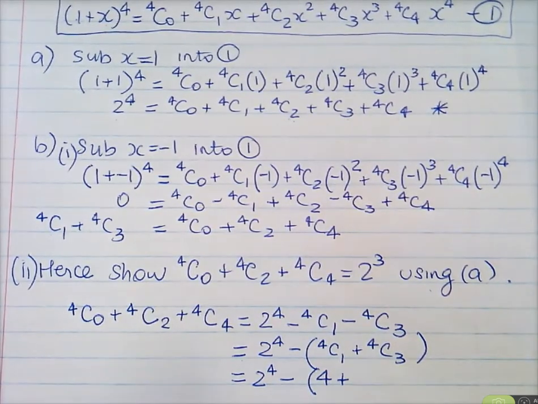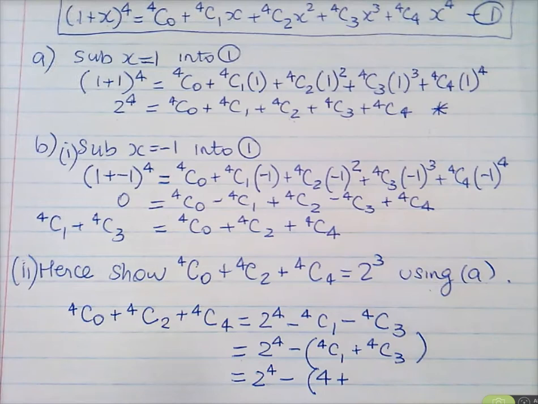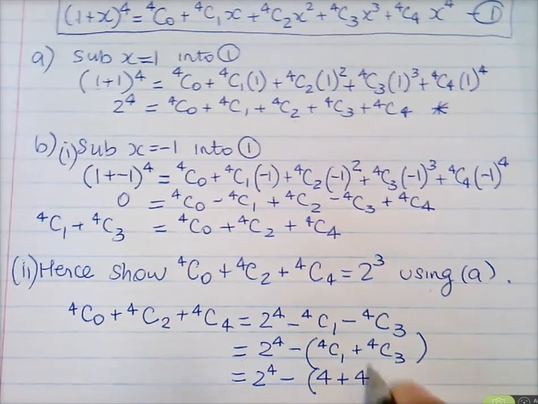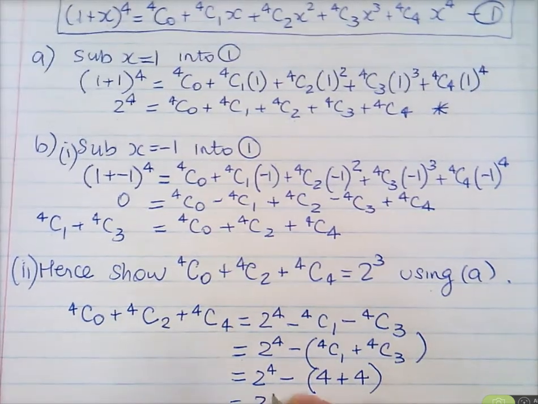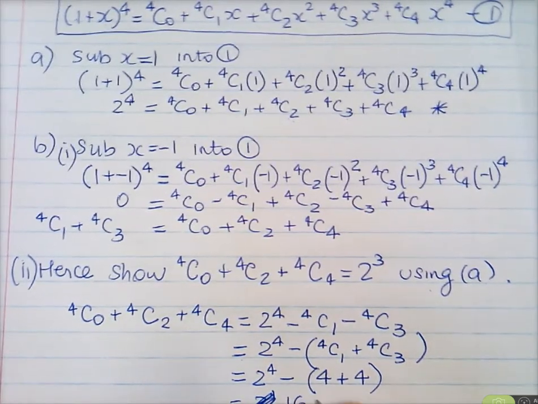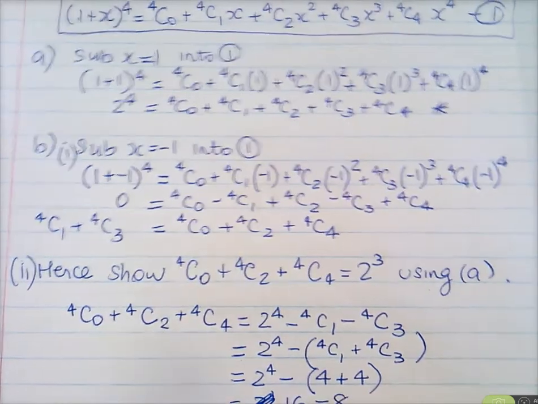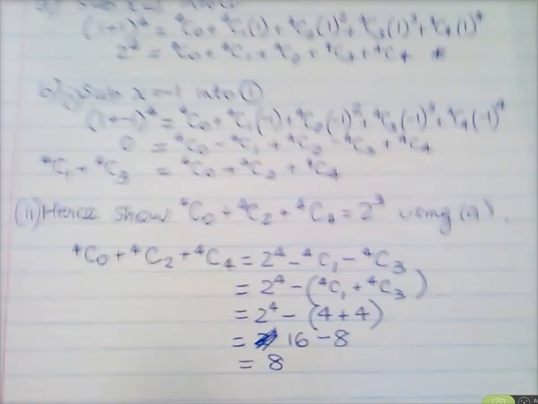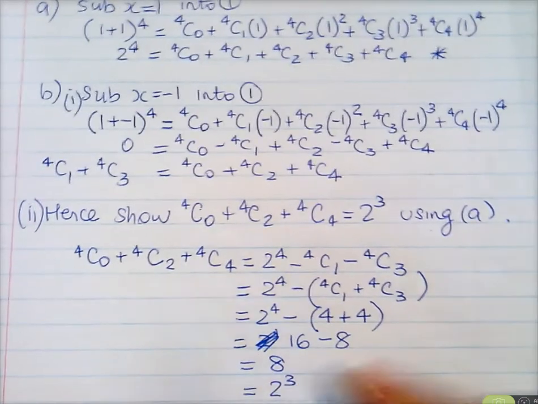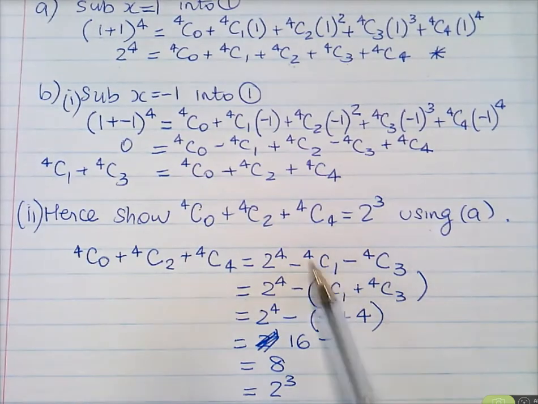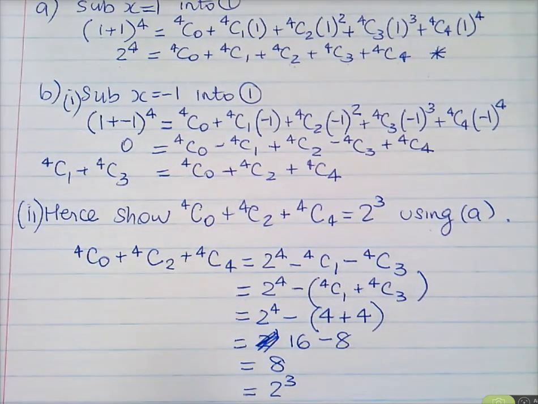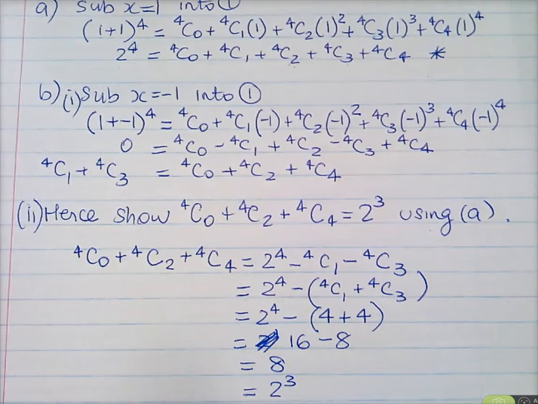Girls, doesn't 4 choose 3 equal 4 choose 1? And what do they both equal? 4. So it's 2 to the power of 4 minus 4 plus 4, which is 2 to the power, what's 2 to the power of 4? 16 minus 8, which is 8, which happens to be 2 cubed. Done. Now, if you go and substitute part B result back in here, you're just going to end up with the same thing. You're going to end up with 4 choose 0 plus 4 choose 2 plus 4 choose 4 equals the same thing.